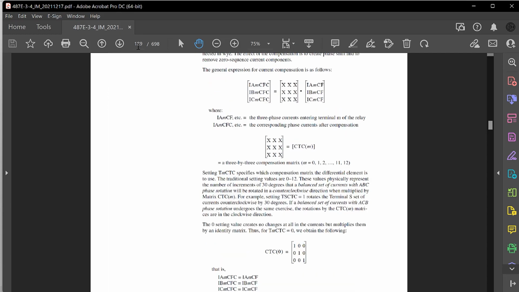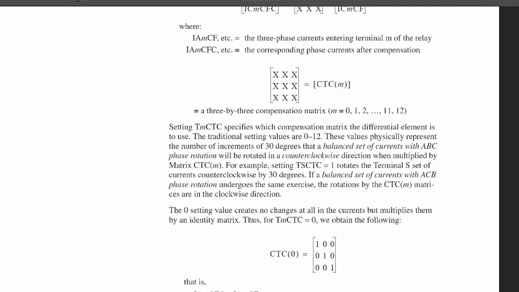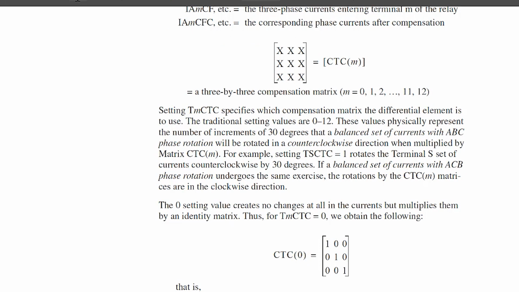And it's essentially this paragraph over here, which says setting TMCTC, which is the current angle compensation, specifies which compensation matrix the differential element is to use. And pay attention to this part over here. The traditional settings values are 0 through 12. These values physically represent the number of increments of 30 degrees that a balanced set of currents with ABC rotation will be rotated in a counterclockwise direction.